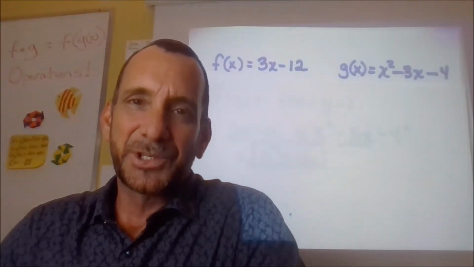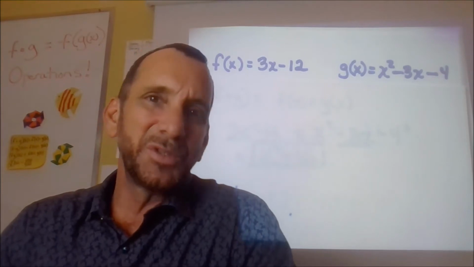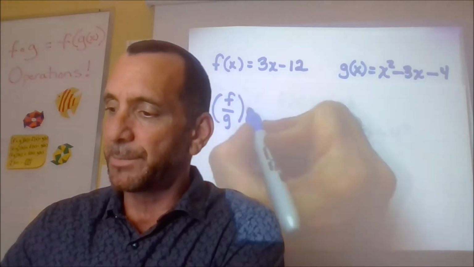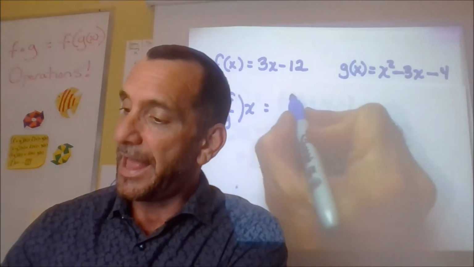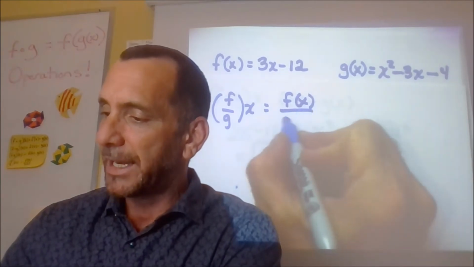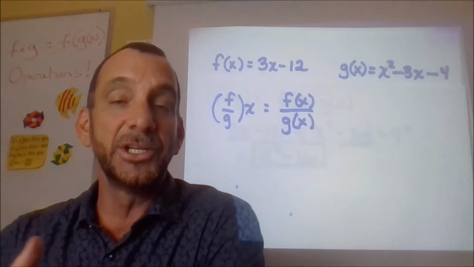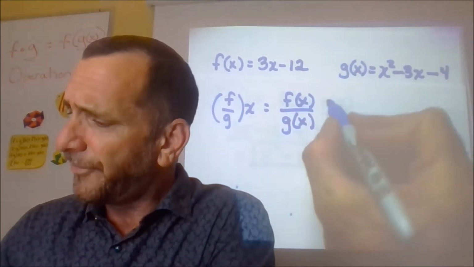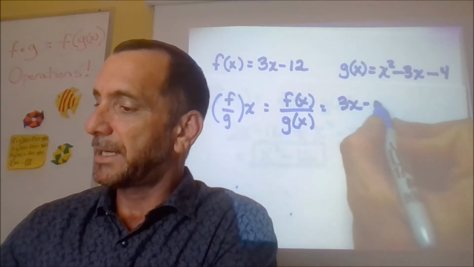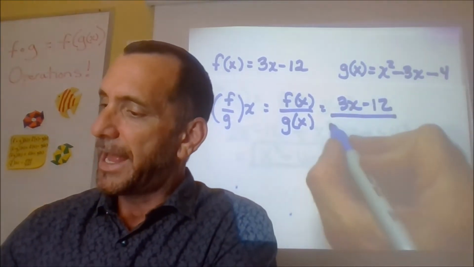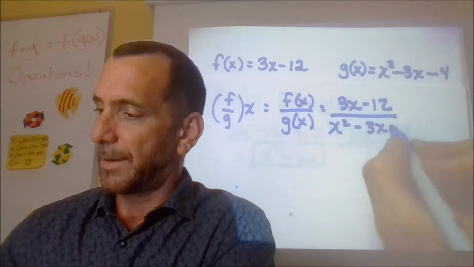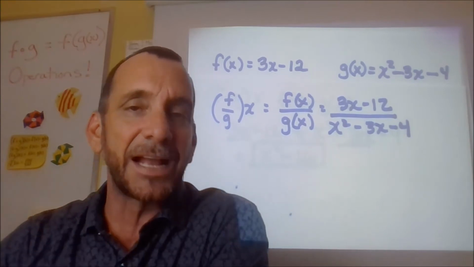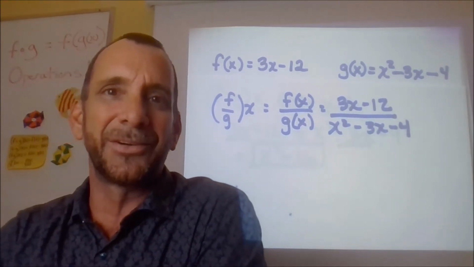Well, we've done add, subtract, multiply. Might as well do divide. So here we go. f divided by g of x is f of x divided by g of x. This one takes a little bit of ingenuity and maybe some factoring. So let's do it. f of x, 3x minus 12 over x squared minus 3x minus 4. Let's factor these and see if there's any of the factors that we can cancel with the numerator and denominator.